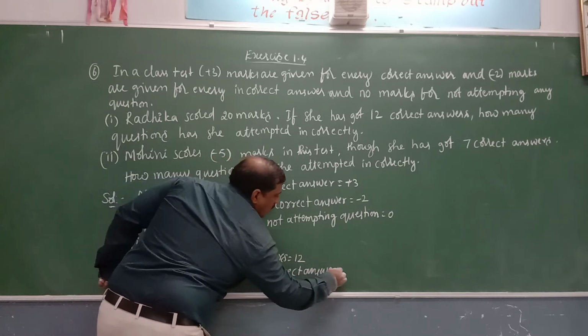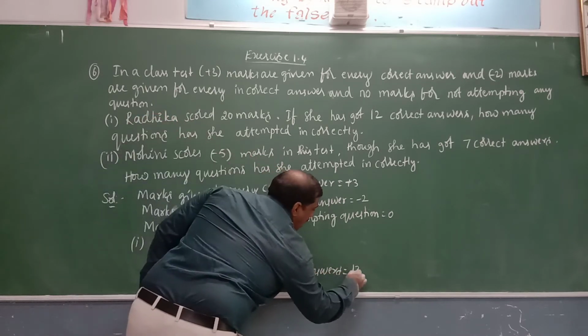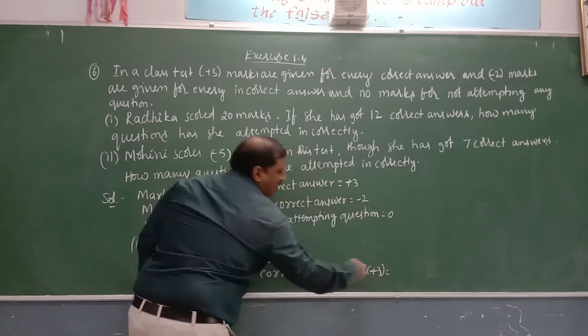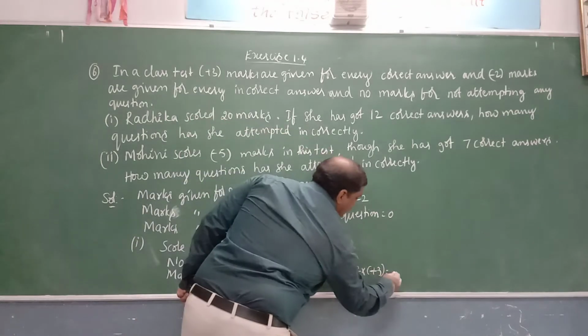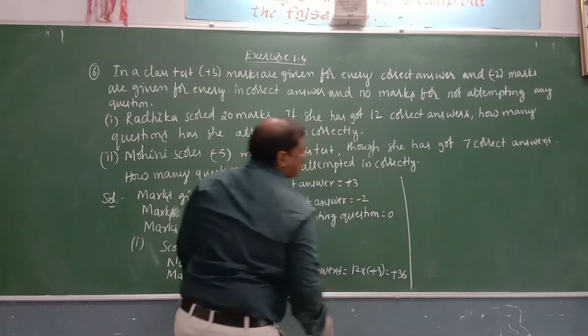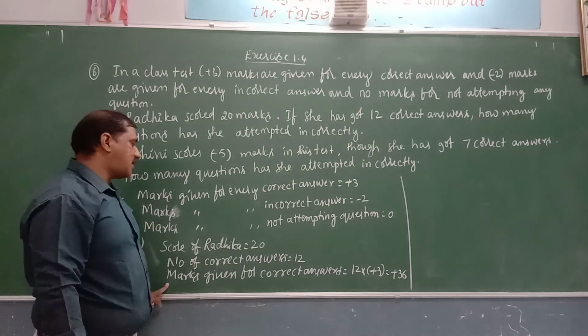How many questions did she write correctly? It is 12 questions, and each question is plus 3 marks. Therefore 12 into 3 is 36, positive integers, plus 36 marks she scored. She scored 36 for correct answers.